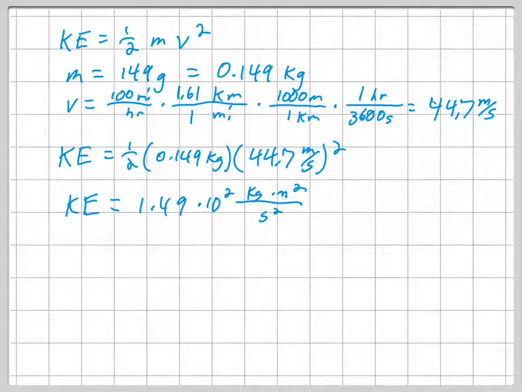And those units, kilograms meters squared per second squared, is the same thing as a joule. So that would be 1.49 times 10 to the second power joules, or you could say 149 joules of energy. So that's what we would be looking at for the first problem.